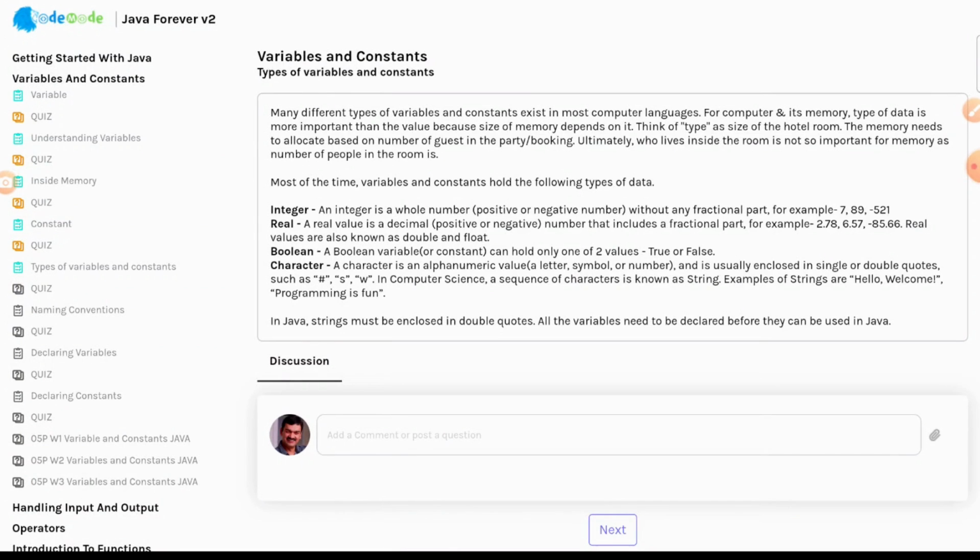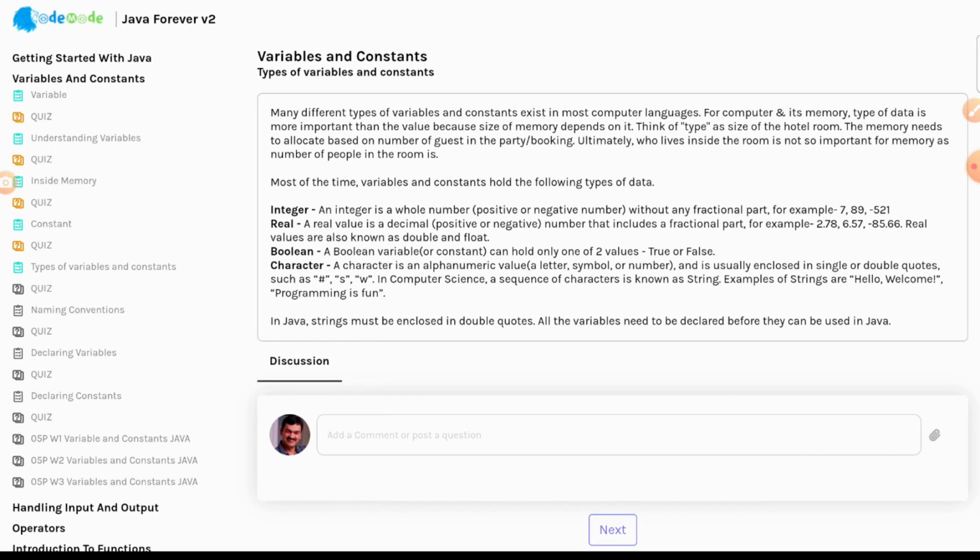Nowadays we are learning about variables and constants, and today we are going to look into the types of variables and constants. We'll split this class into three parts. First, the types of data. In real life, we always talk about different types of data.